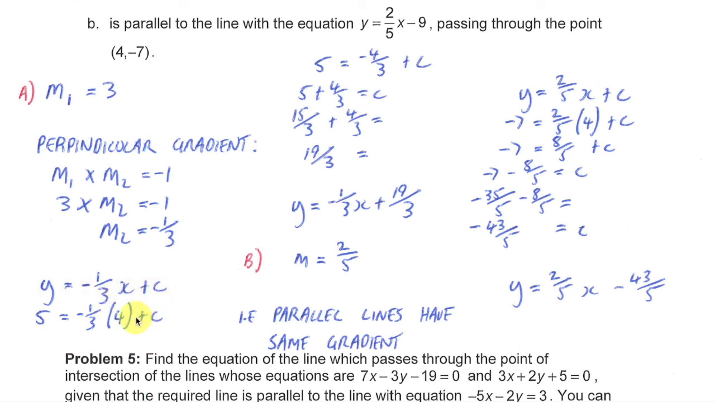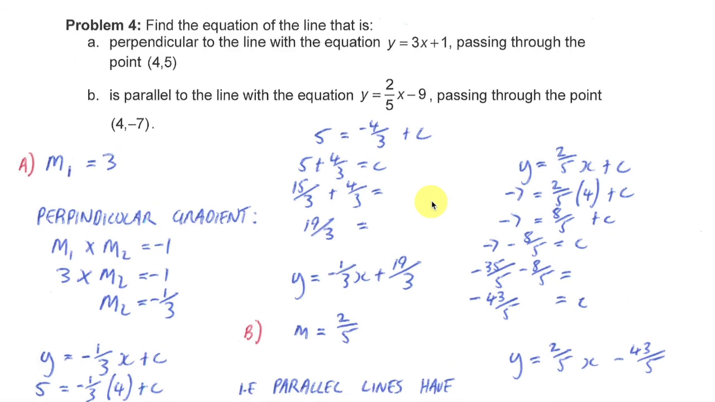I now sub in the known points. So when x is equal to 4, y is equal to 5. And I can establish, you can see the workings here quite simply, that c ends up being 19 on 3. So I write down the equation here. So what I've just worked out is that a line which meets at right angles with this line, that is, it's perpendicular, but also passes through the point (4, 5), is this equation.